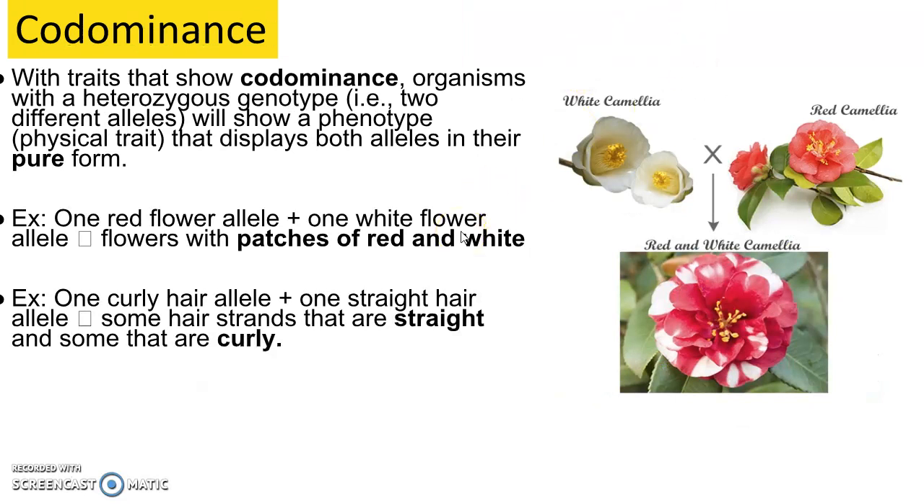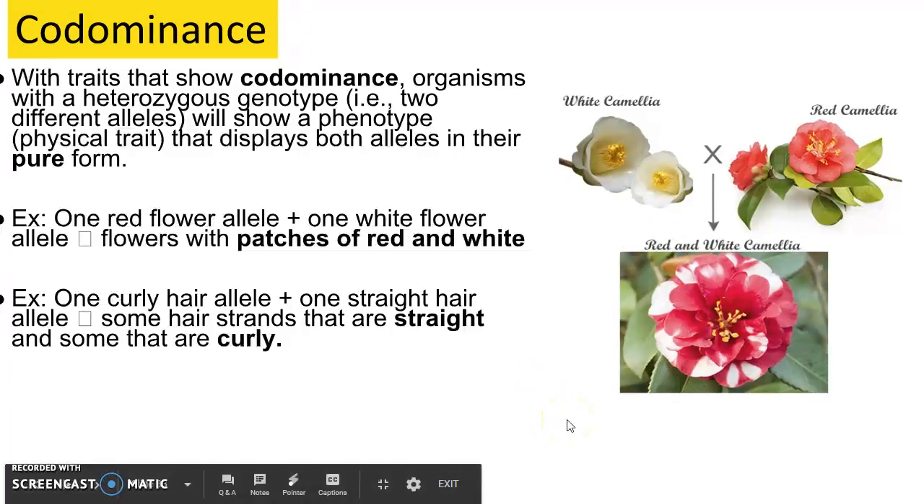Okay. Our next type of trait that does not show complete dominance is codominance. This is when organisms that have a heterozygous genotype, so 2 different alleles, show a phenotype that displays both of those alleles in their pure form. So they both show up independently and equally in the phenotype. So for example, let's say you have 2 parents that have red and white flowers in this camellia plant. That will result in offspring that have flowers with patches of red and white. So it's not a blend of the 2 parents. Both parents' alleles, the red and white alleles, are showing up in their pure form.